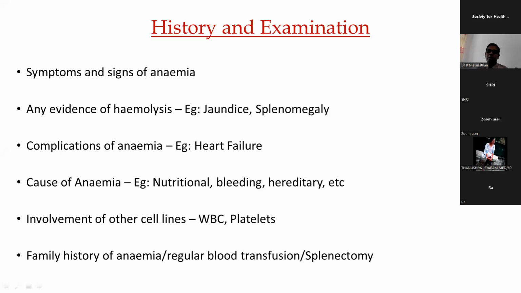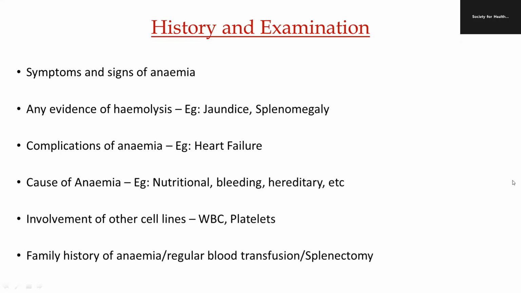At the same time, after evaluating the symptoms and signs, better to evaluate for the complications. Say, for example, if the chronic anemia persists, the patient may develop heart failure. Then we may have to go through the cause of the anemia. Say, it could be nutritional, or sometimes chronic blood loss, maybe familial or hereditary causes, something like that. You may have to think about what could be the cause for the anemia in your patient.